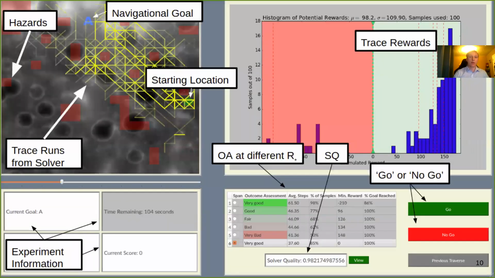And finally, we have the 4th interface, where we have added additional elements which justify why the outcome assessment and solver quality are what they are. The user still makes the decision based on these 2 FaMSeC metrics. However, now they have all this additional information with which to see why the confidence is where it is. Ultimately, they still make the decision whether or not the agent should traverse the environment.